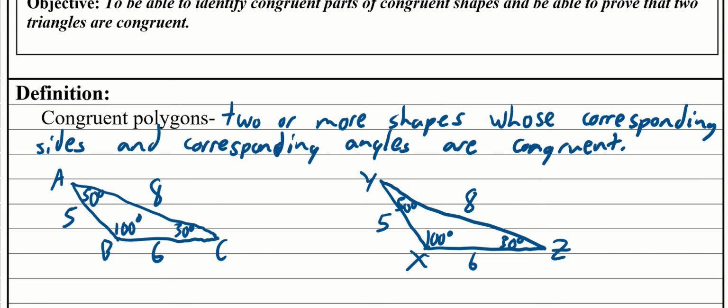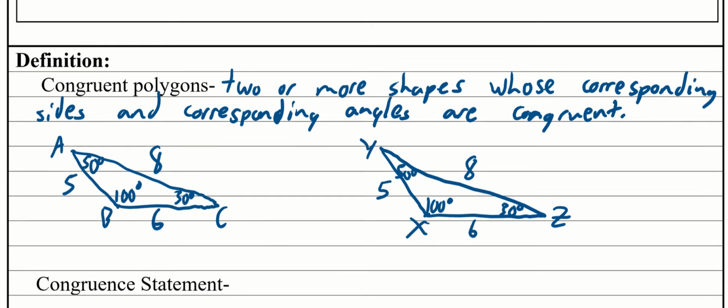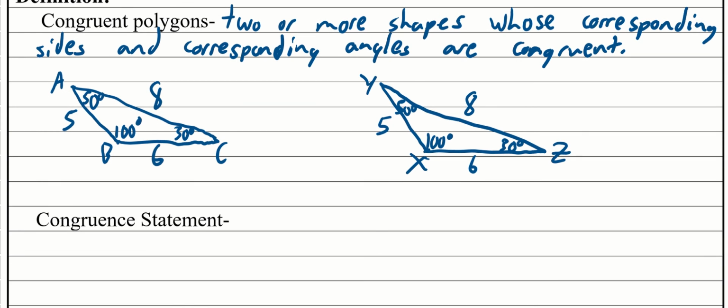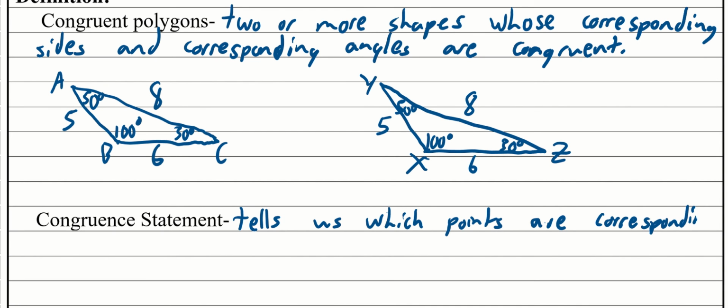Okay, and then how do we know which pieces go with which? How do we know which points or angles are corresponding? That is where our congruent statement comes in. Our congruent statement says this, it tells us which points are corresponding. And what it looks like is we'd say this.